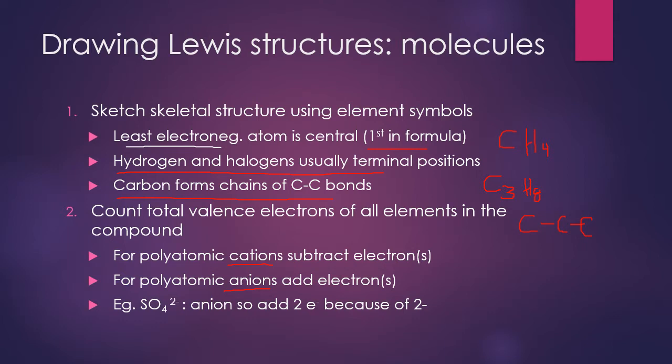And you'll see examples of this in the lecture videos. An example would be SO4 2-, the sulfate anion. Once we've calculated the total valence electrons based off of the elements, we would need to add 2 more because of that -2 charge.